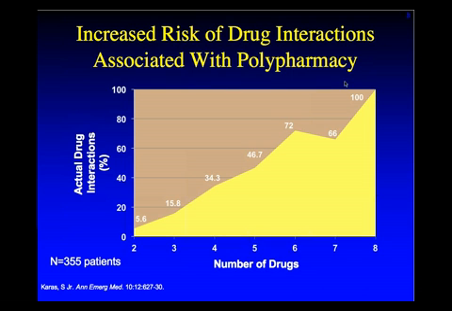This next slide, we've talked about it many times, but just graphically, this is from the Annals of Emergency Medicine, a nice article in that journal that looked at patients coming in on many different meds. They looked at about 355 patients, and as you can see, people that had just 2 drugs on board had an actual drug interaction rate of 5.6%, but if you had 8 drugs on board, then there was a 100% chance that you were going to have a drug interaction. So that is why we try to minimize what we call polypharmacy.